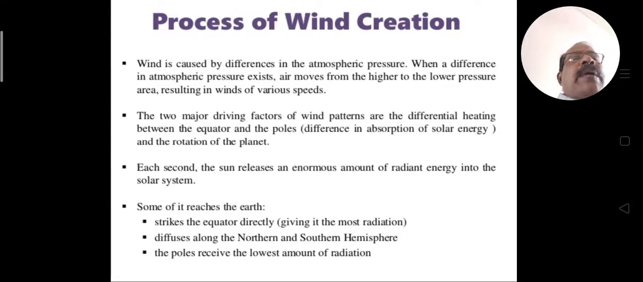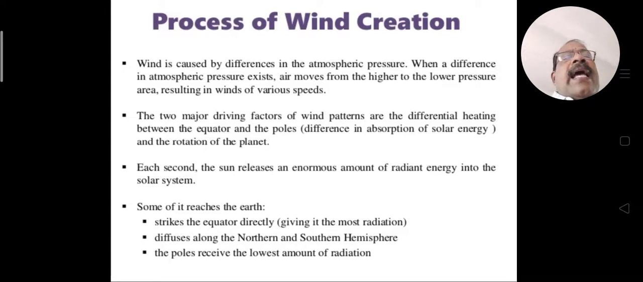There are two major driving forces of wind patterns. The first is differential heating between the equator and the poles. There is a temperature difference between the equator and poles. At the equator, it is roughly 45 to 50 degrees centigrade. At the same time at the poles, it is less than 0 degrees centigrade. This difference of temperature is due to the absorption of solar energy.